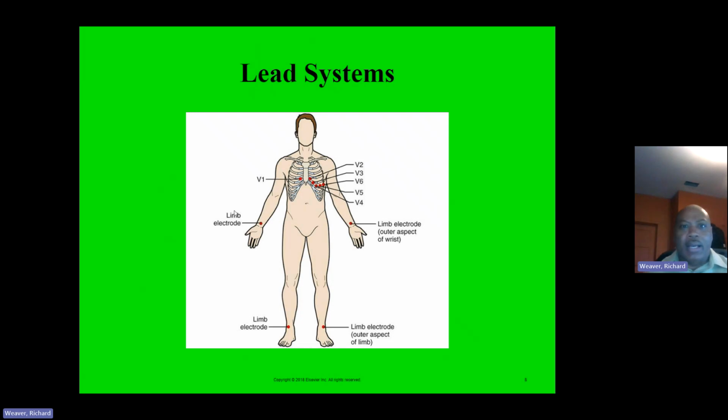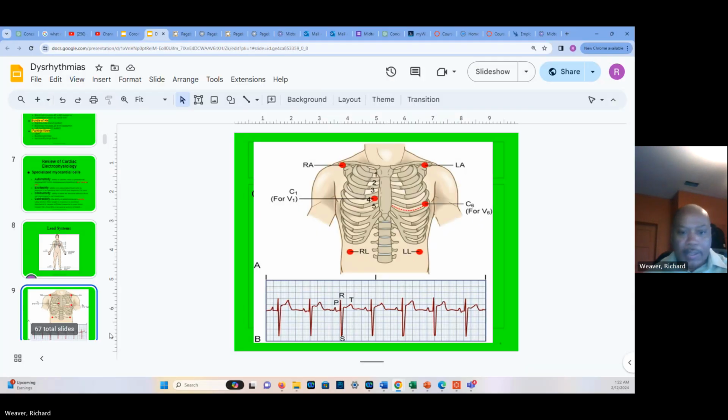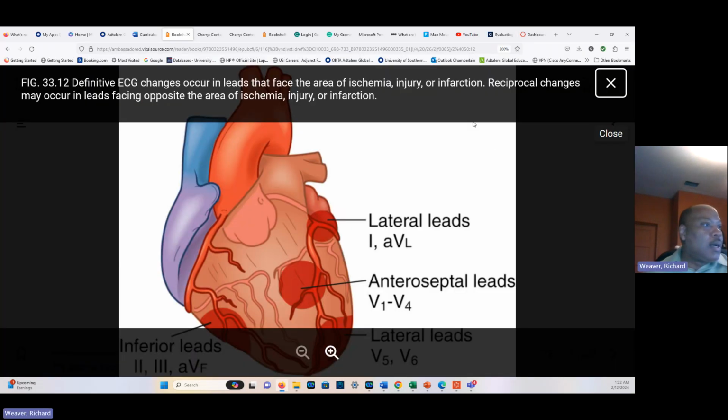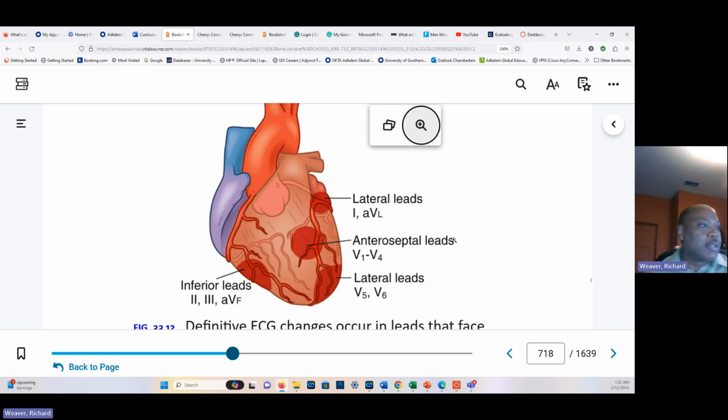I did bring up some information just to kind of show you. Actually, let me see if I can bring that up quickly. Oh, here it is. All right. So take a look at this. So you see here where it says the lateral leads. This is more lateral. It's in lead 1 and aVL.